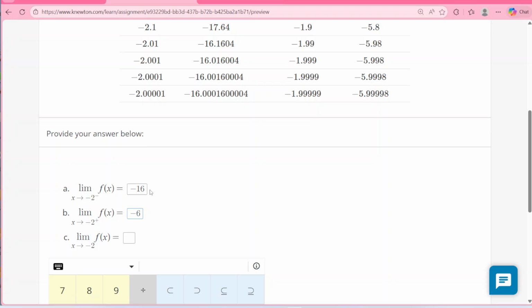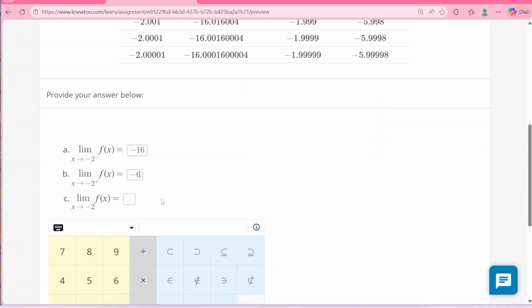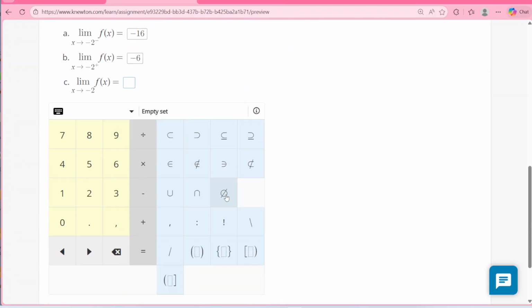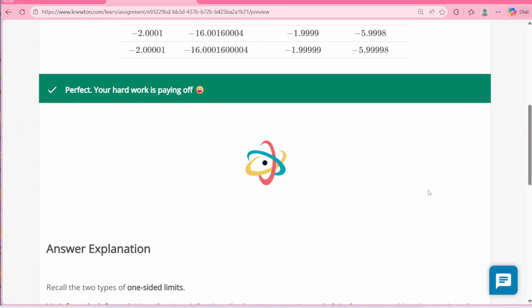And once again, left side limit, negative 16, right side limit, negative 6. Clearly different values, so the graph would be approaching two different locations around negative 2. So the two-sided limit, once again, does not exist. Little empty set symbol.